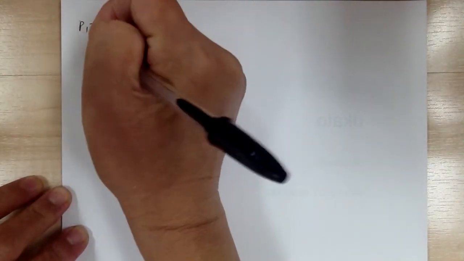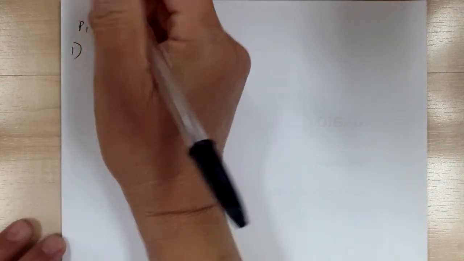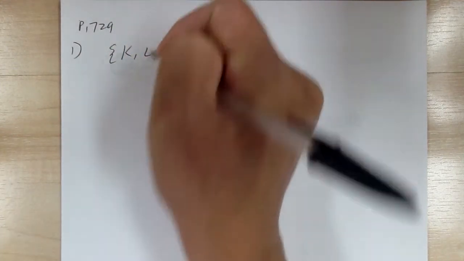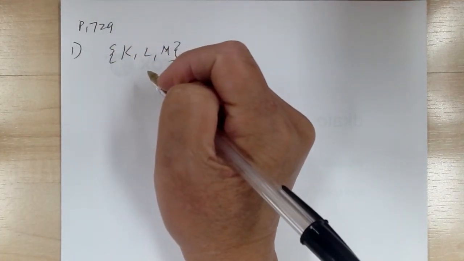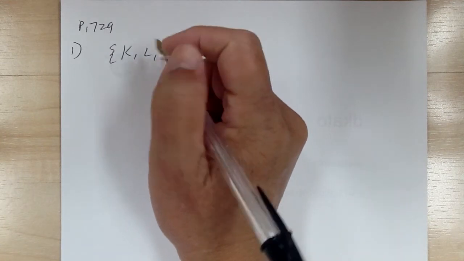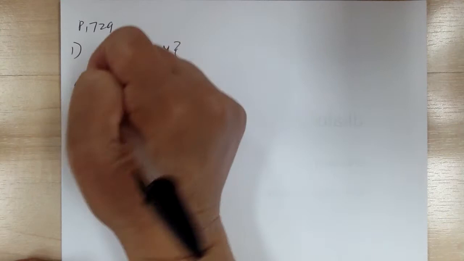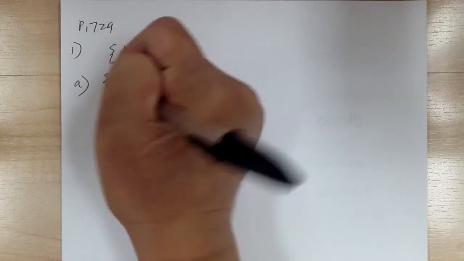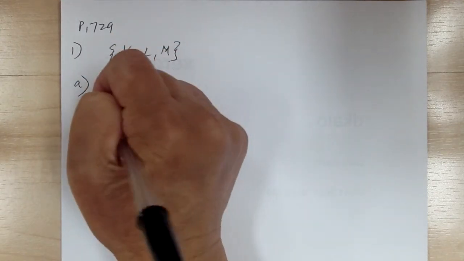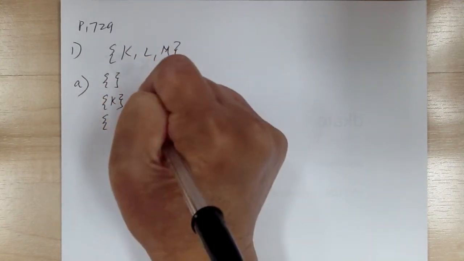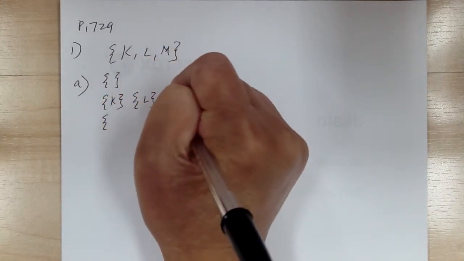Let's go to page 729 and start with number 1. Okay, so you have the 3 letters K, L, M, and you want to specify. Specify means list them out, and so A, all the subsets. So you start with the one with no letter, so that's the empty set, and then you start with the ones with one letter. Okay, so K, L, and M.